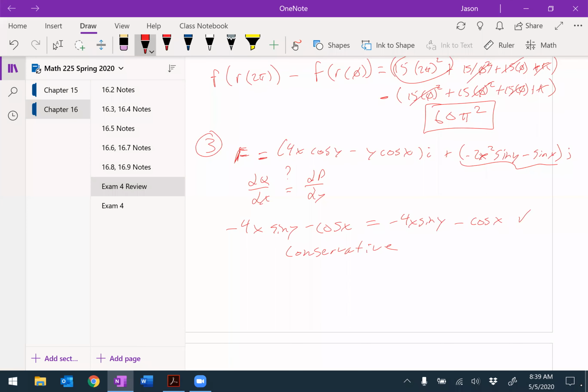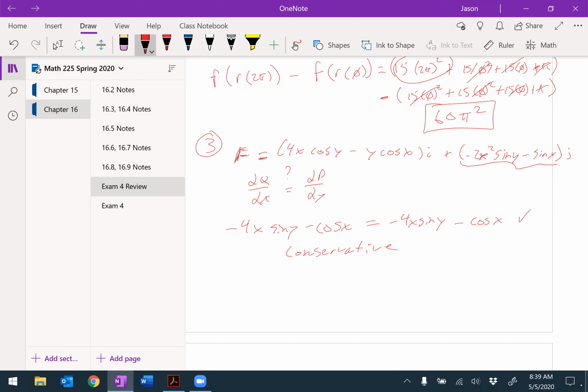And so they're asking us just to find the parent function. They're not asking us to find a line integral using the fundamental theorem of line integrals. So we're just finding the parent function.